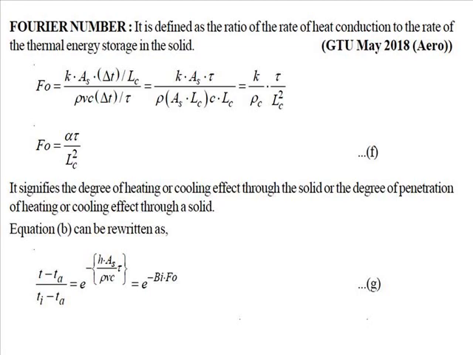So the most general equation available with us for unsteady state heat transfer was (T minus Ta) divided by (Ti minus Ta) equals e raised to minus hA divided by rho Vc into tau, which can also be written as e raised to minus Biot number into Fourier number. So this equation G introduces two dimensionless numbers, and it is the equation to calculate the temperature variation for a particular time duration in unsteady state heat transfer.